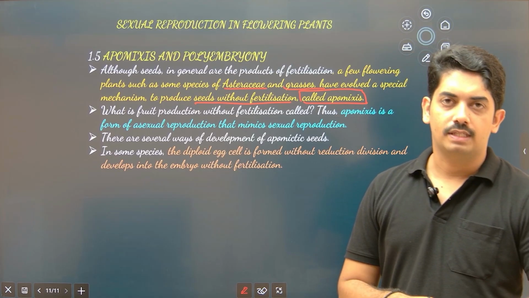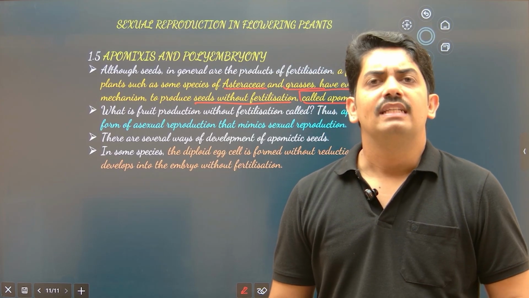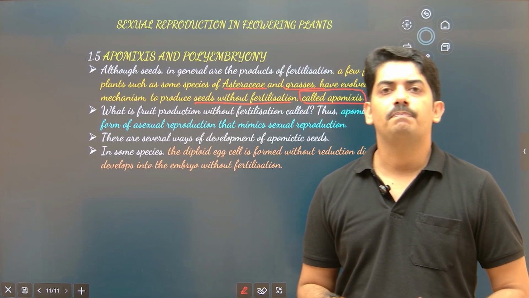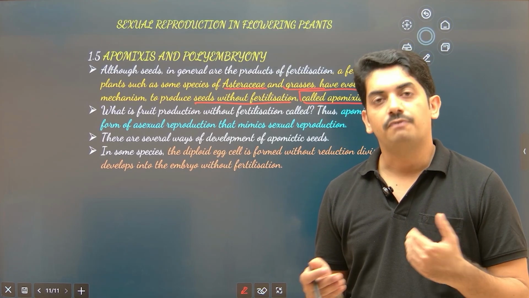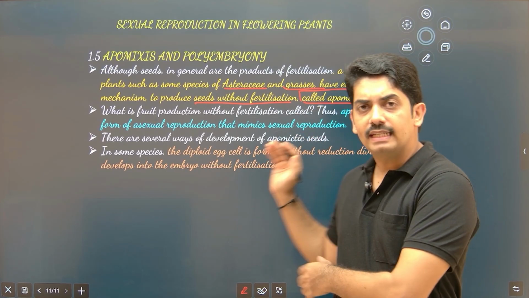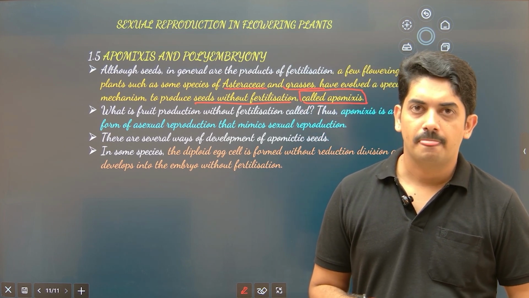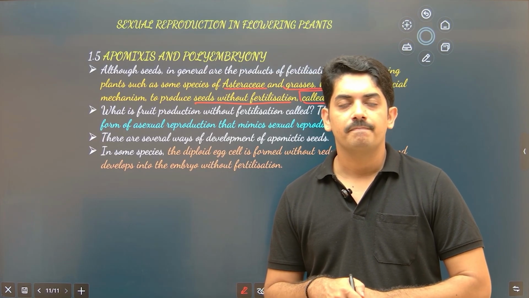We studied production of fruits without fertilization, but here seeds are produced without fertilization, and that process we call apomixis. Now tell me, if seeds are produced without fertilization, is this an advantageous process for us? For some plants, it is a type of adaptation for survival. For us, it's really a boon, because apomictic seeds are just like clones. The offspring produced are exactly similar to their parents.